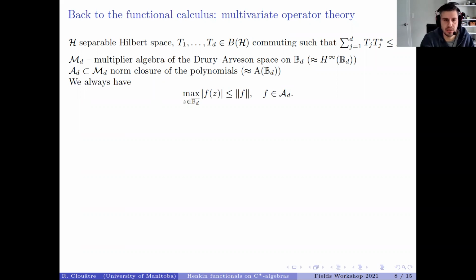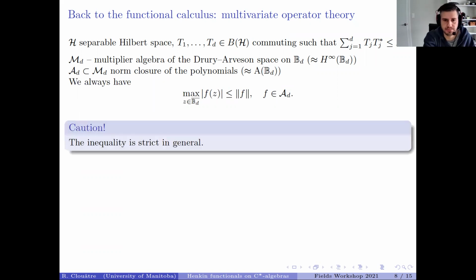However, this inequality is strict in general. So the two norms are different here. The algebra AD and the ball algebra are different algebras. And one consequence of this inequality being strict is that AD is not a uniform algebra. It does not live inside of a commutative C-star algebra. It does not live inside of continuous functions on some compact Hausdorff space.